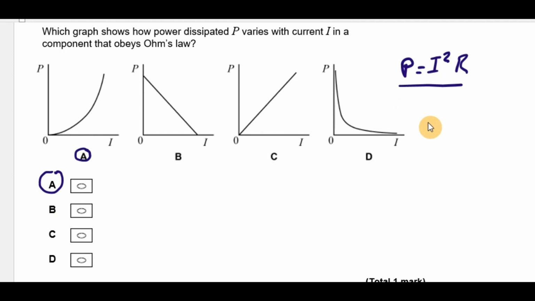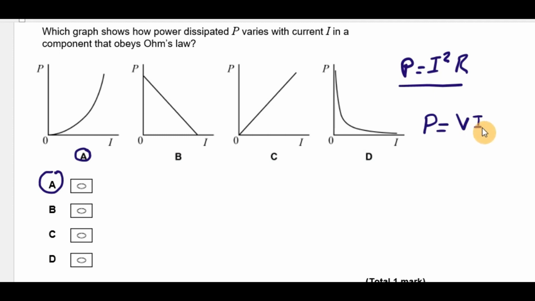A lot of you, though, might have thought that I could use the equation power equals potential difference multiplied by current. And you can use that equation, but you have to think, how would I increase the current through a component? And if I doubled the current, the only way I can double the current through a component is if I double the potential difference across it, again, assuming it obeys Ohm's law.